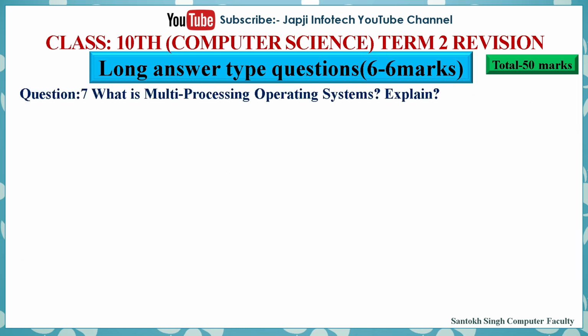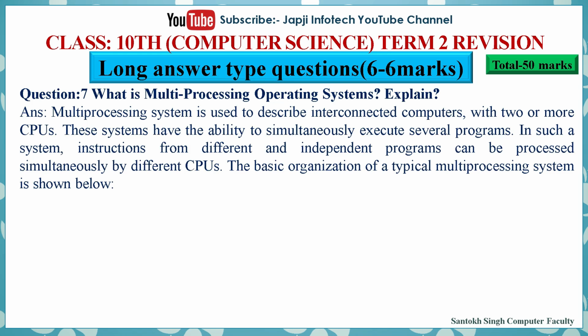And the seventh question is, what is multi-processing operating system? Explain. So multi-processing system is used to describe interconnected computers with two or more CPUs. These systems have the ability to simultaneously execute several programs. In such a system, instructions from different and independent programs can be processed simultaneously by different CPUs. The basic organization of a typical multiprocessing system is shown below.